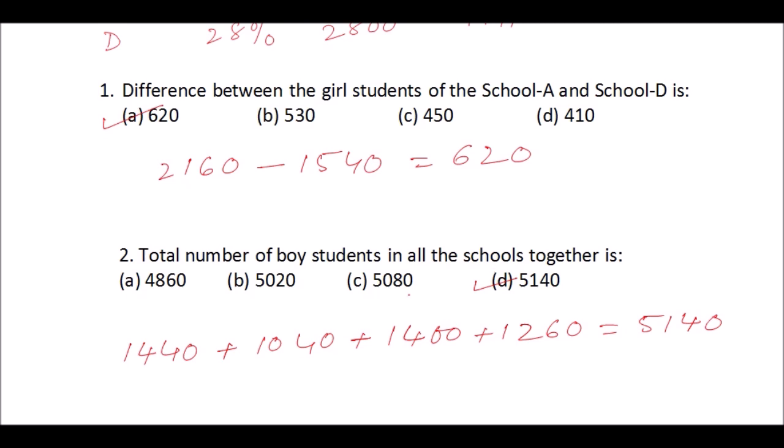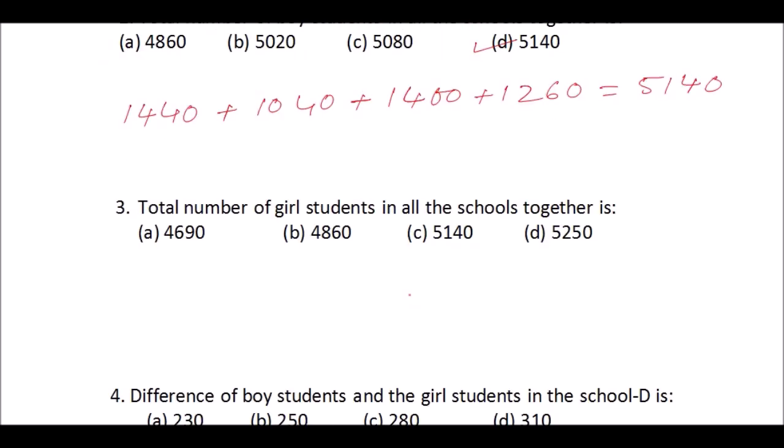Then, next question, the girl students in all the schools together. We know that the total students are 10,000 minus the boy students, so we can find the girl students. Therefore, this is equal to 4,860. Therefore, option B is the correct option.